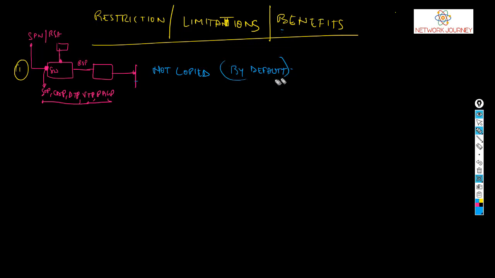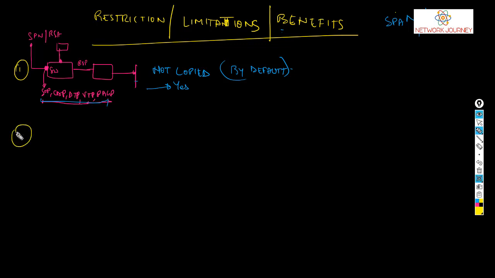Okay, SPAN and RSPAN by default will not copy those default packets. But yes, if you are interested in capturing even those, then you can enable them, so that these default packets also get captured and sent to the analyzer. So you can take it as a benefit or you can take it as a limitation, up to you.